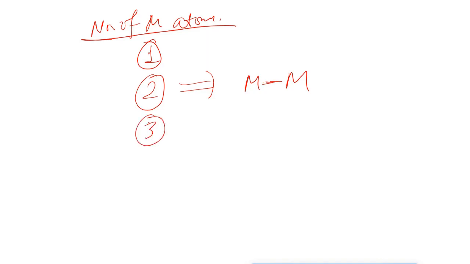Okay, so if there are 3 metal atoms, then the possible arrangement should be like this, that is a triangular arrangement.